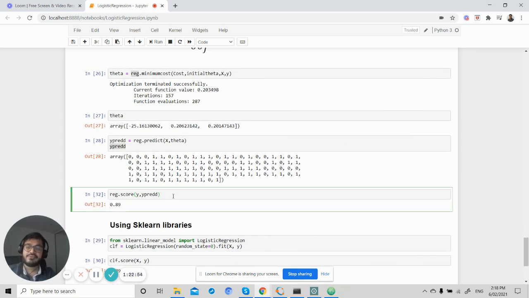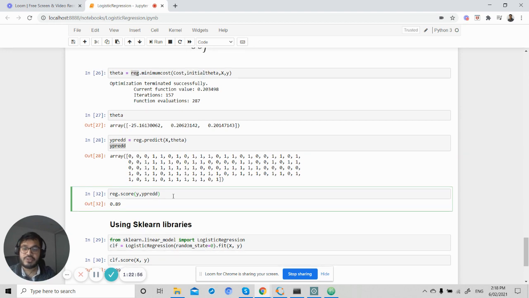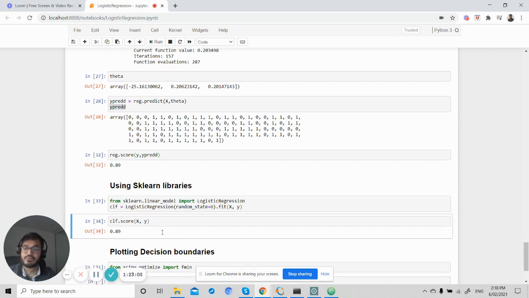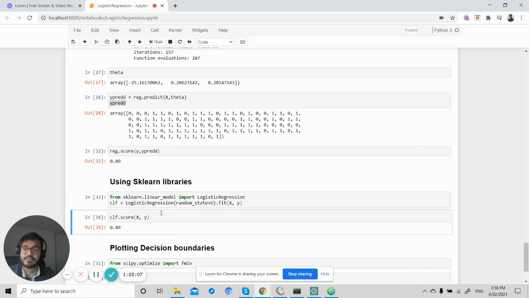So now let's verify this with the scikit-learn logistic regression module. So this is my module and this is my x and y parameter. I'm doing fit and then calculating score. So it's 89%, so it's matching with what we have implemented.